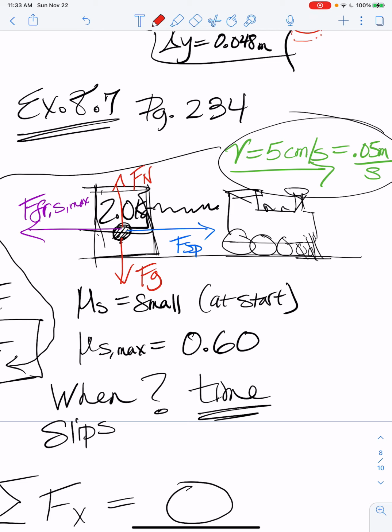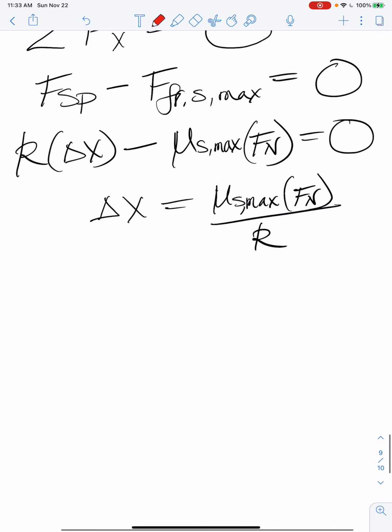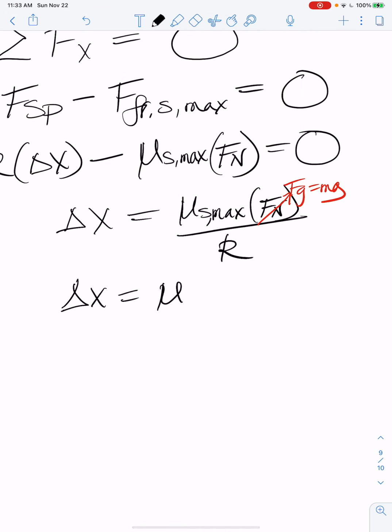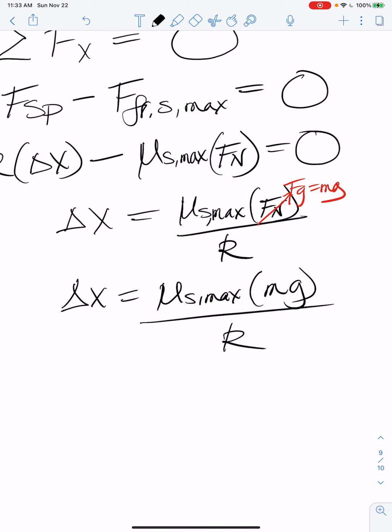So we can say then the sum of the forces in the y direction is equal to 0, so Fn has to equal Fg. Fg is always mg. So we can say then that this Fn is Fg, which is equal to mg. So let's go ahead and sub that in and rewrite here. And I think with all of that, we can go ahead and solve. I think mu was 0.60. Yeah, okay.